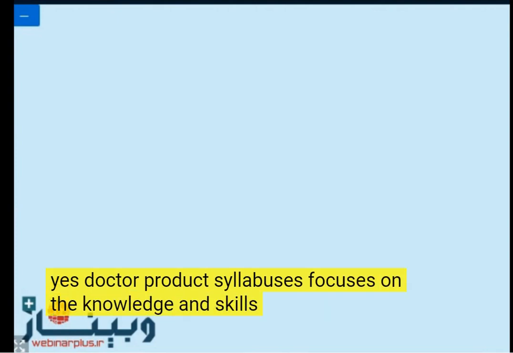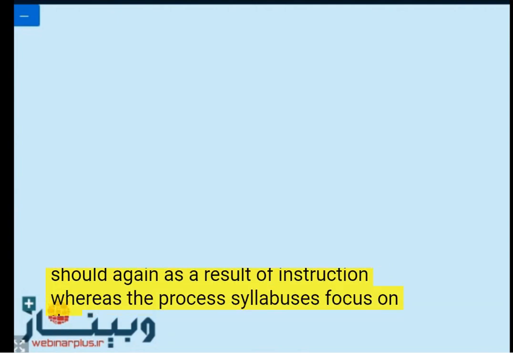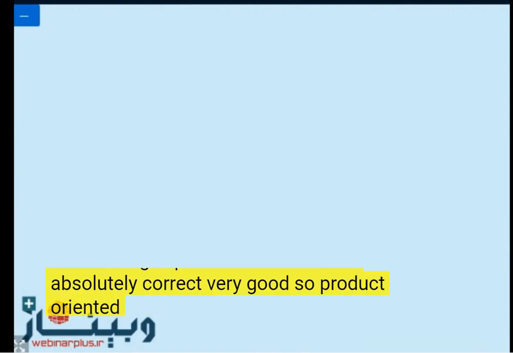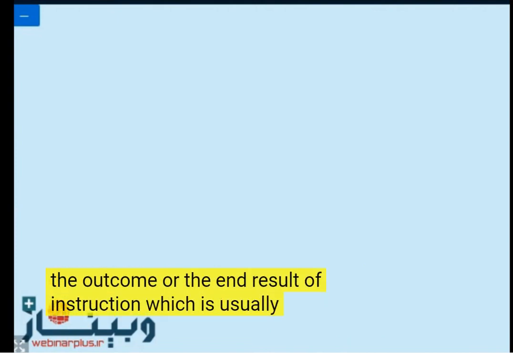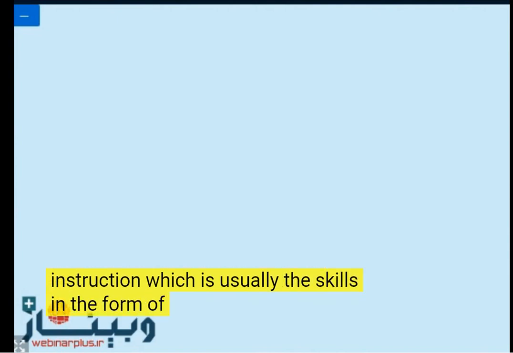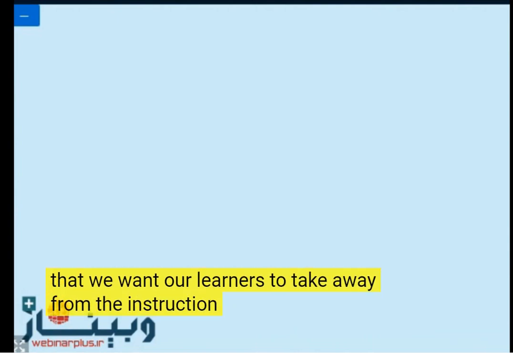Yes, doctor. Product syllabuses focus on the knowledge and skills which learners should gain as a result of instruction, whereas process syllabuses focus on the learning experiences themselves. Absolutely correct. Very good. So, product oriented, as the name speaks for itself, focuses on the outcome or the end result of instruction, which is usually in the form of the skills and knowledge that we want our learners to take away from the instruction, from the course.